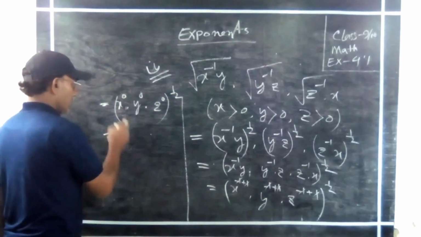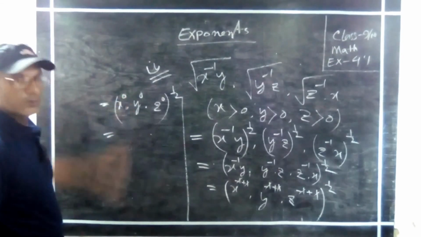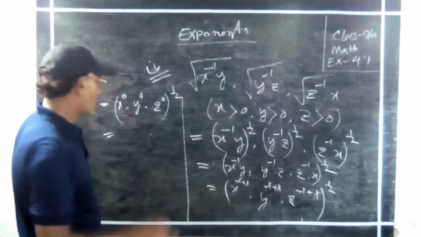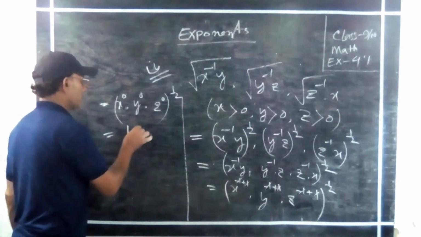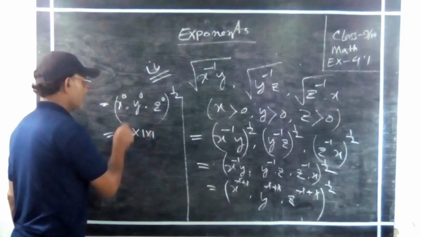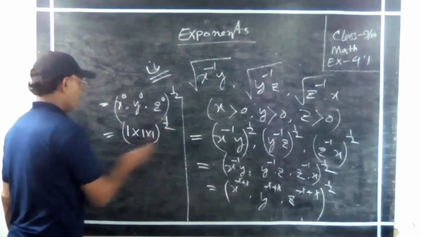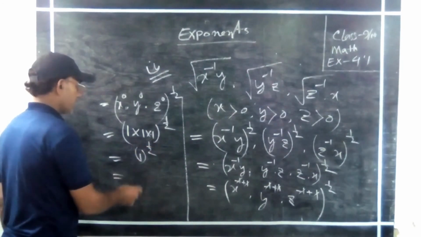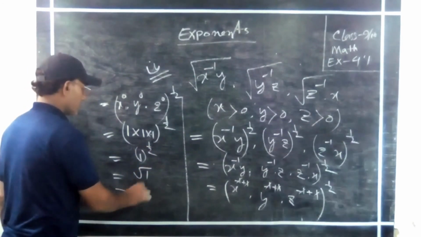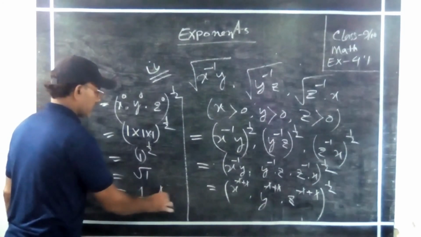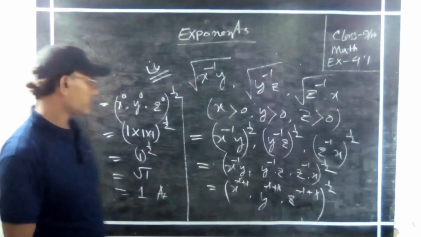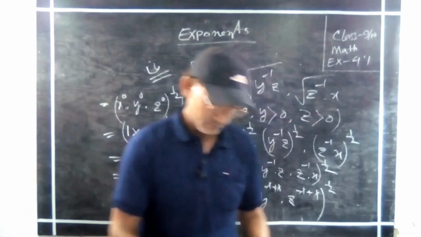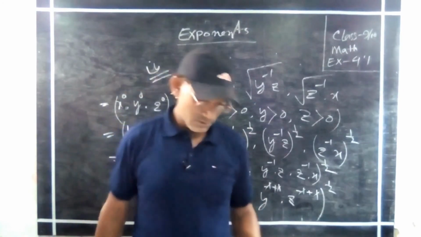Then something power 0, we know that was 1. So 1 into 1 whole to the power half equal to 1 to the power half. That means 1 equal to 1. Answer. That is our 6th number. Understand? Okay.